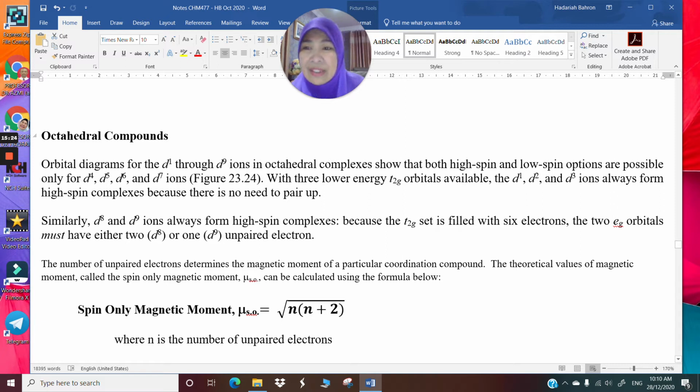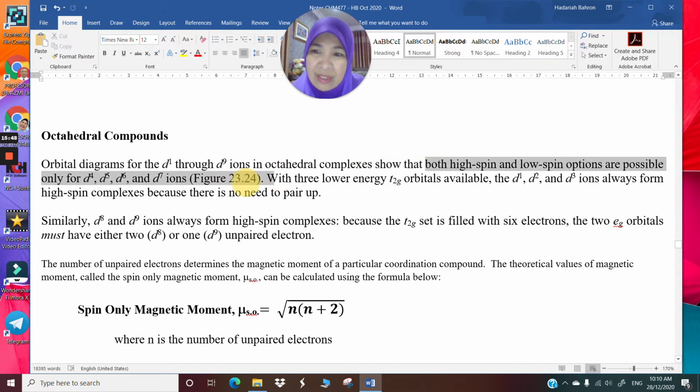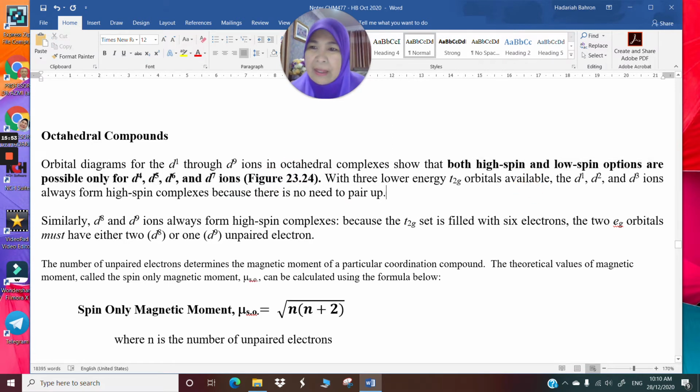Let's have a look at octahedral compounds here. Now, orbital diagrams for the octahedral complexes having D1 electron until D9 electrons show that both high spin and low spin are only possible if you have D4, D5, D6, and D7. Otherwise, it's not going to be different. I'm going to explain that to you later.